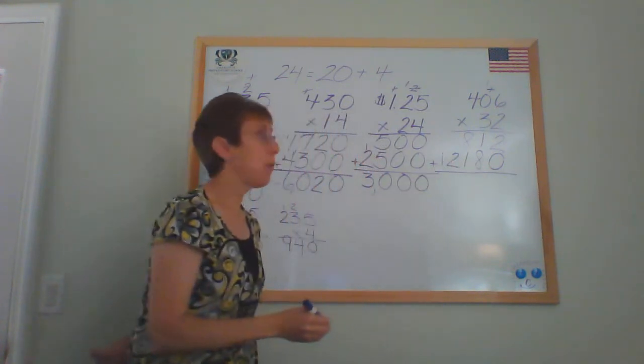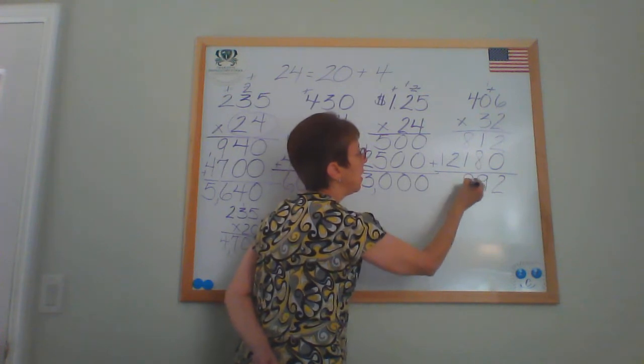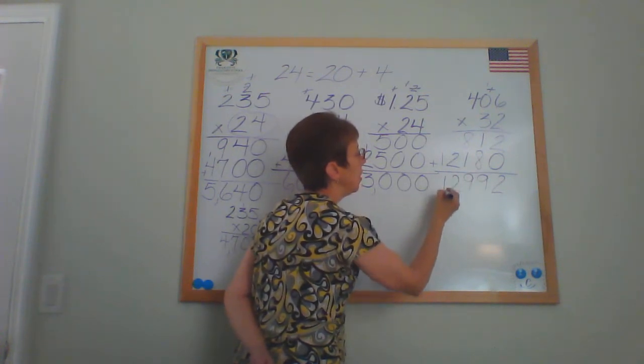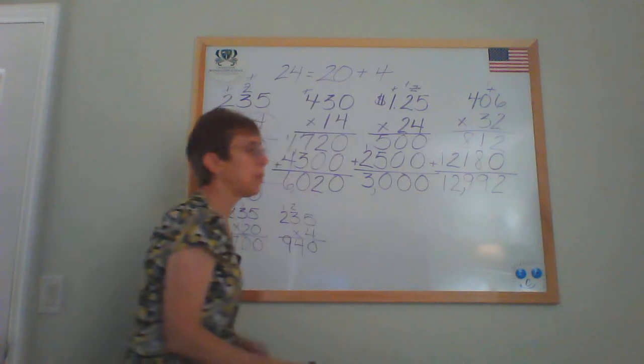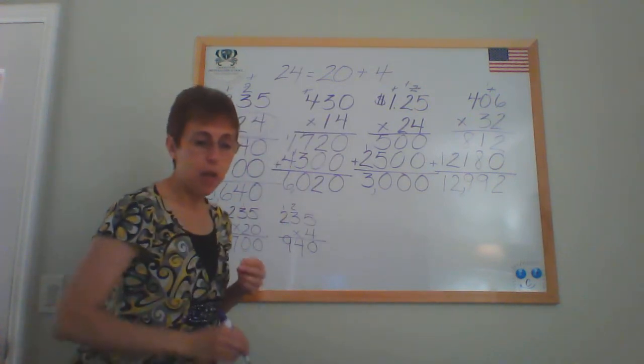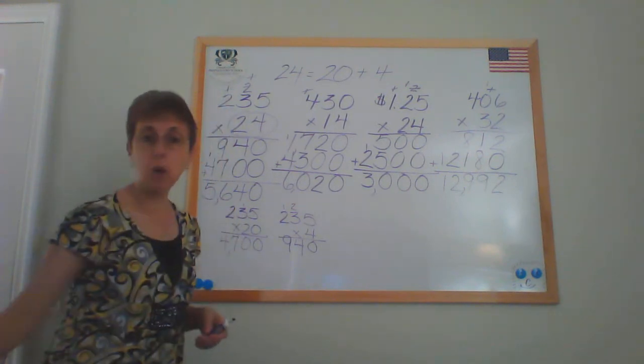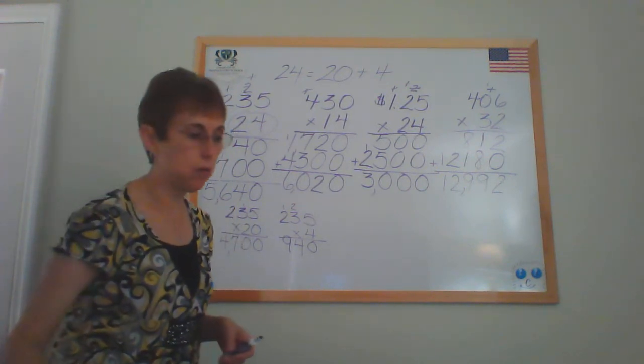And now you can add them both up. That's 2, 9, 9, 2, 1. So there you have 12,992. Okay. There are 2 more problems in the practice, so let's go through those right now.